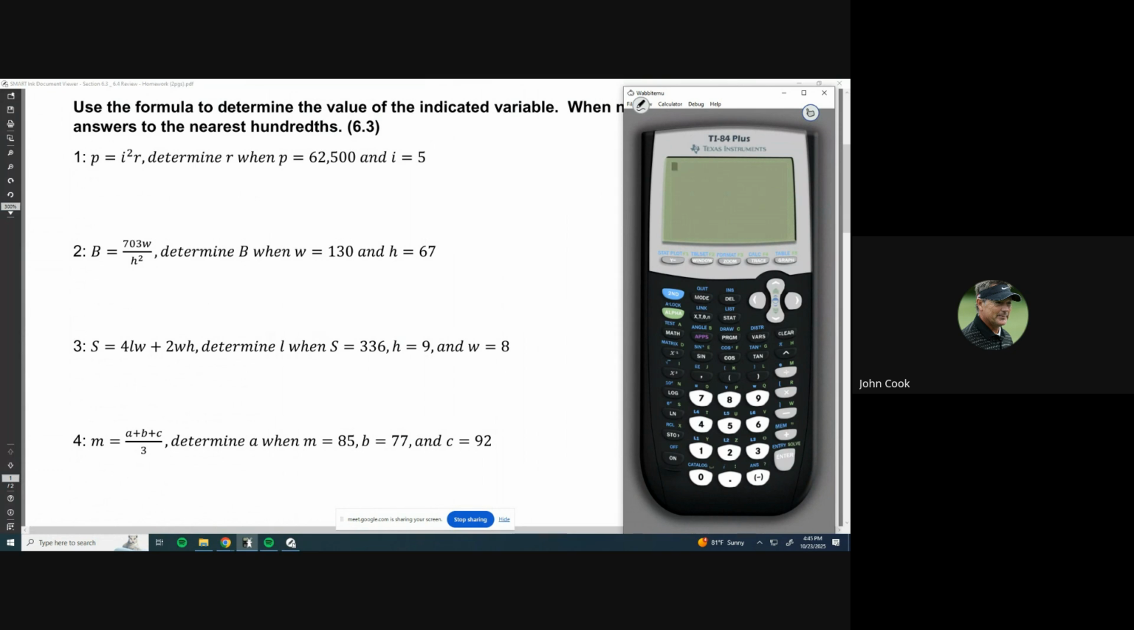Okay, so we're going to be given some parts of an equation, like numerical values for some equation, and we need to solve for the part that's missing. In this case, we have this equation P is equal to I squared times R, and we're going to be given 2 parts of this, and solve for the missing part. The parts that we're given are P, that'd be 62,500, and also I is equal to 5.